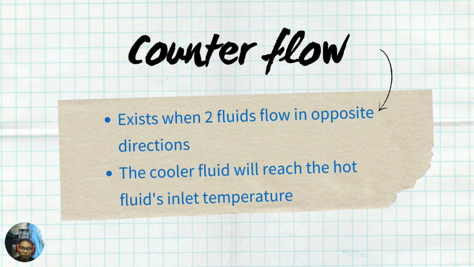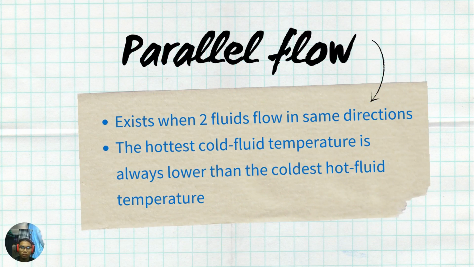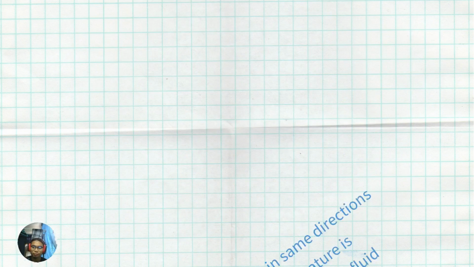So counterflow only exists when two fluids flow in opposite directions. Because the cooler fluid exits the counterflow heat exchanger at the same end as the hot fluid enters, the cooler fluid can reach the hot fluid's inlet temperature. Next, parallel flow only exists when two fluids flow in the same direction. The hottest cool fluid temperature is always lower than the coldest hot fluid temperature.